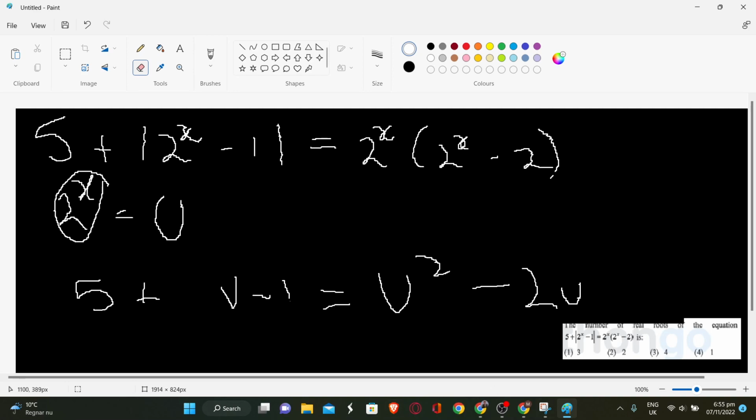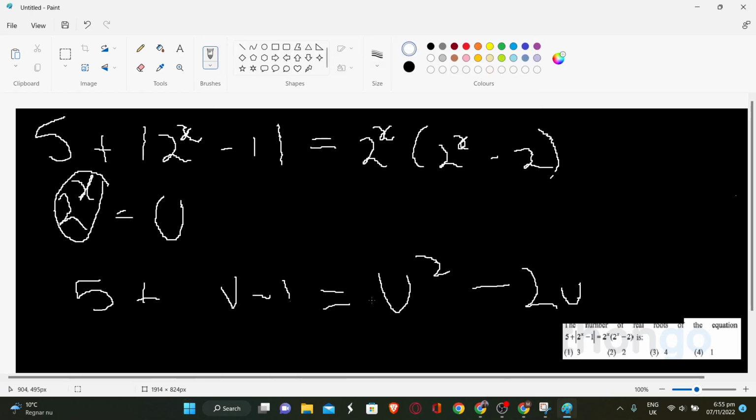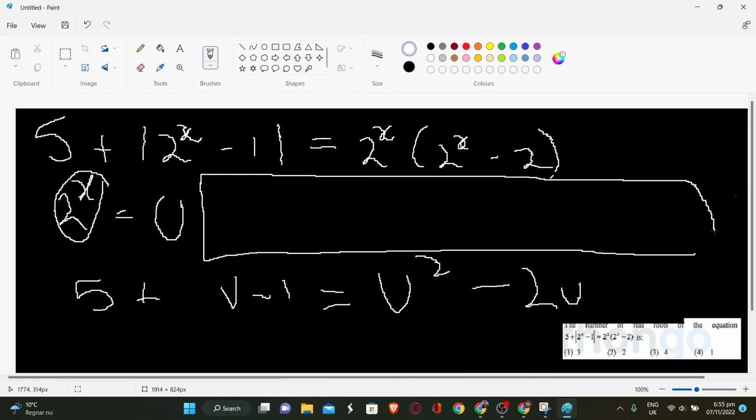We're going to send all of these values to the other side. We're going to add them and subtract them. We're going to subtract 5, subtract u, and add 1. So then what do we get? I'm just going to write this equation here. We get u squared minus 3u minus 4.